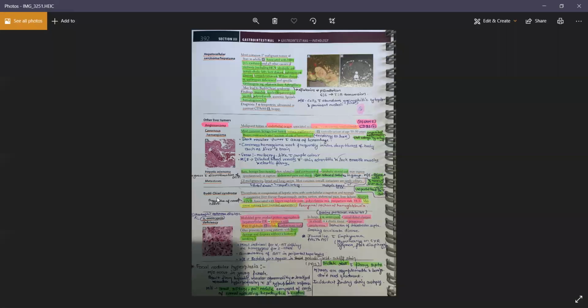We've discussed Budd-Chiari syndrome. We have discussed alpha-1 antitrypsin deficiency, in which you have positive globules within the hepatocytes, within the endoplasmic reticulum of the hepatocytes. Okay, so they are indegradable, right? And they will start accumulating. They will cause cirrhosis. They will cause panacinar emphysema.